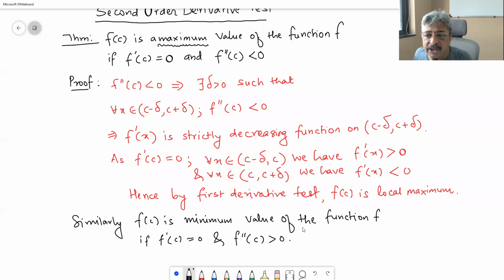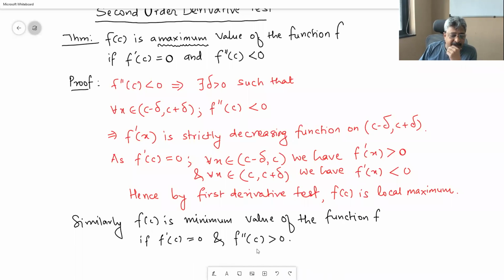Now the question comes: if f double dash of c is also 0, then we will say go and look at f triple dash, the third derivative at c. Suppose that is also 0. Then we will say look at the fourth derivative. Suppose that is also 0. Then look at the fifth derivative and so on. Therefore, the next maximum minimum test that we will have is the nth derivative test.